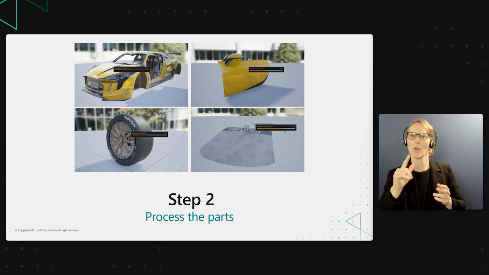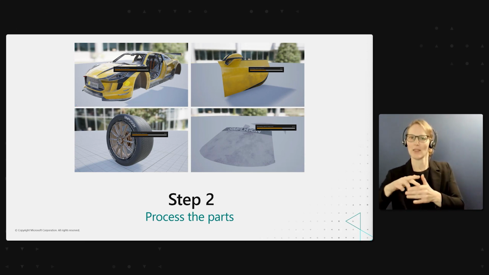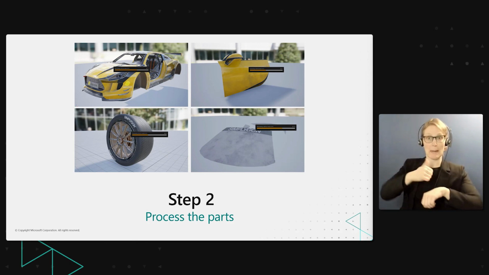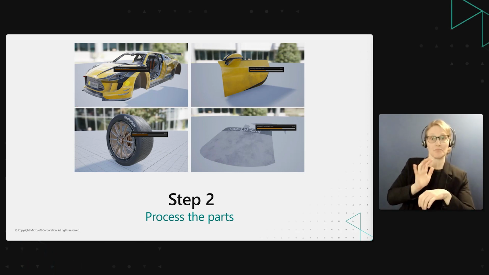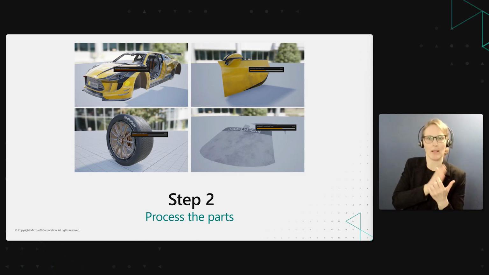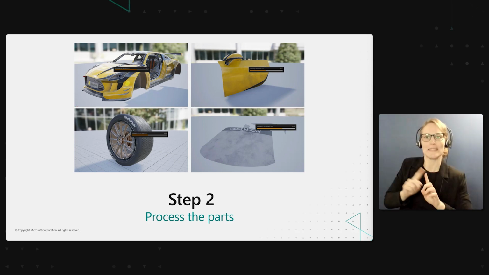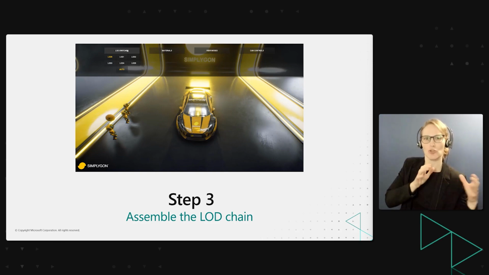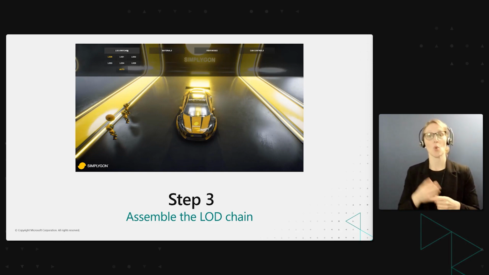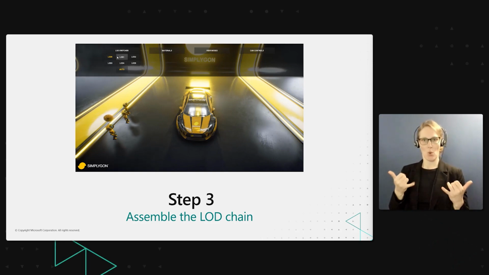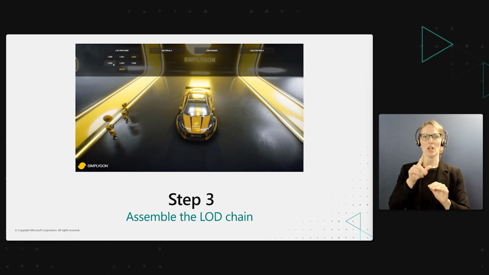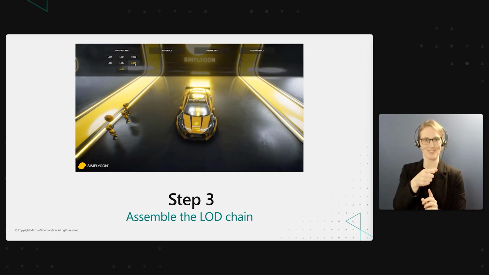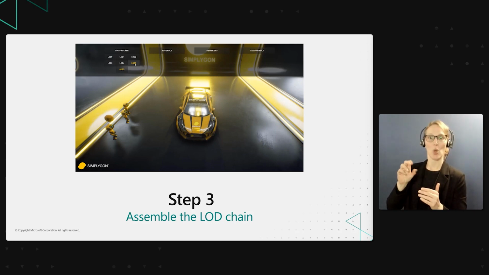So now that we have set up the settings that we're going to use, we're just going to go through all the different assets and process them. So basically each of the clusters. And once that's done, we can now assemble the LOD chain. Let's just have a look at that. Here we can see the resulting LOD chain for that object. And that is the straightforward LOD chain.